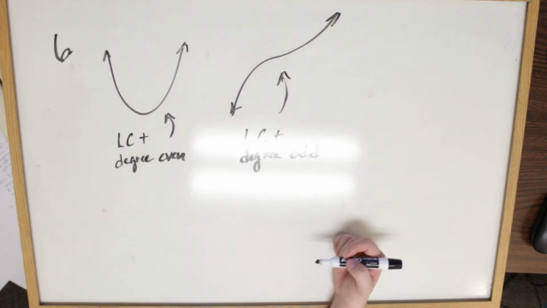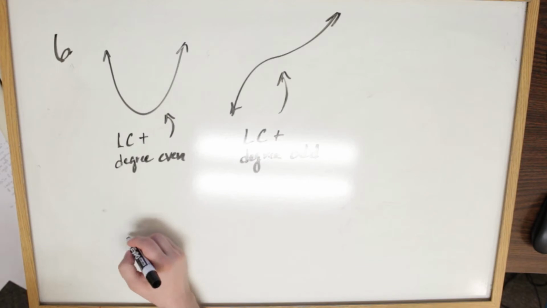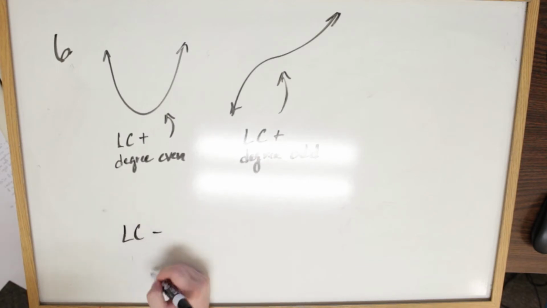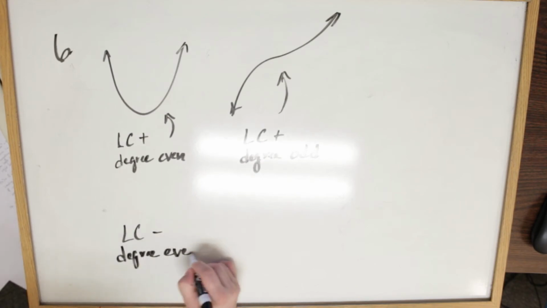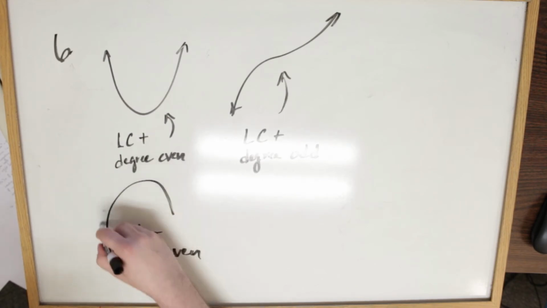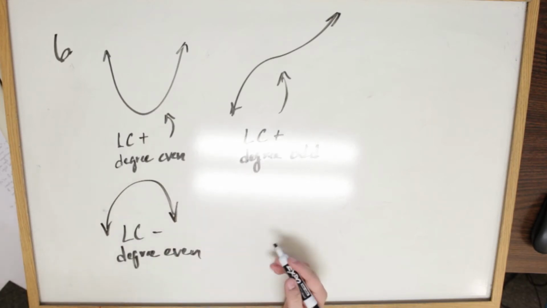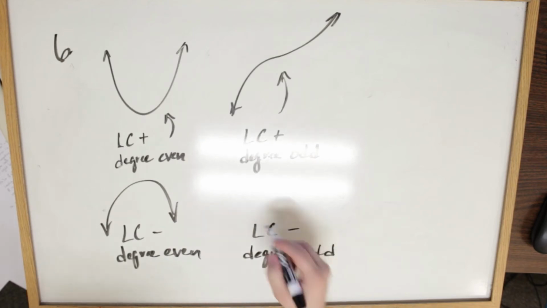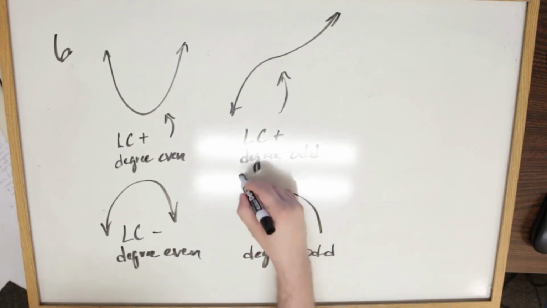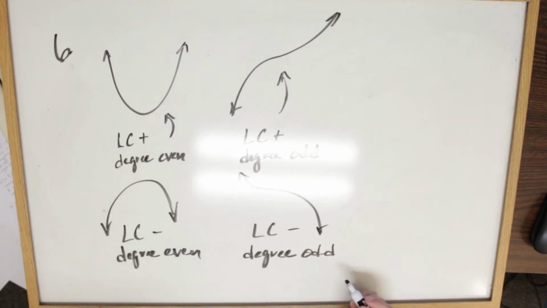So what happens when we flip it around? So the leading coefficient, now we do leading coefficient negative, and the degree is even. We're going to have something that looks like this, like a rainbow. And then if we do leading coefficient negative and the degree is odd, it's going to be like this, okay? So you can kind of see, like, there's 4 different cases that you can run across.